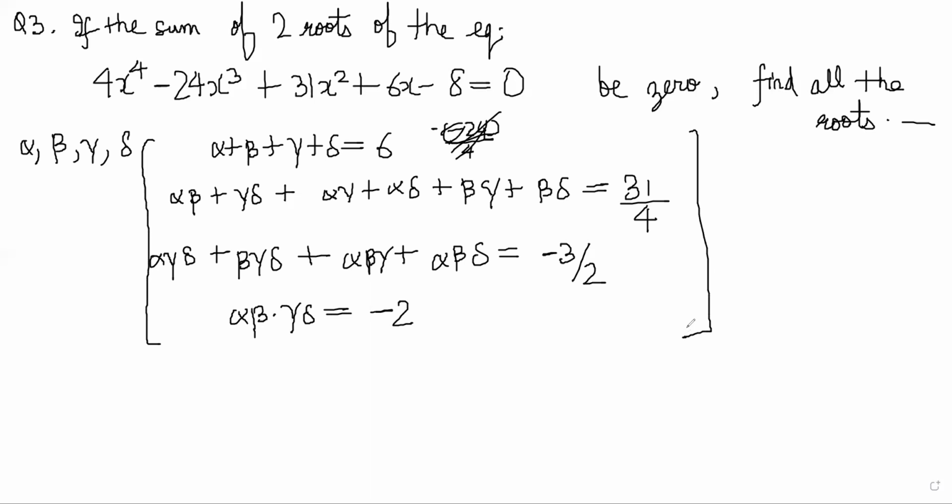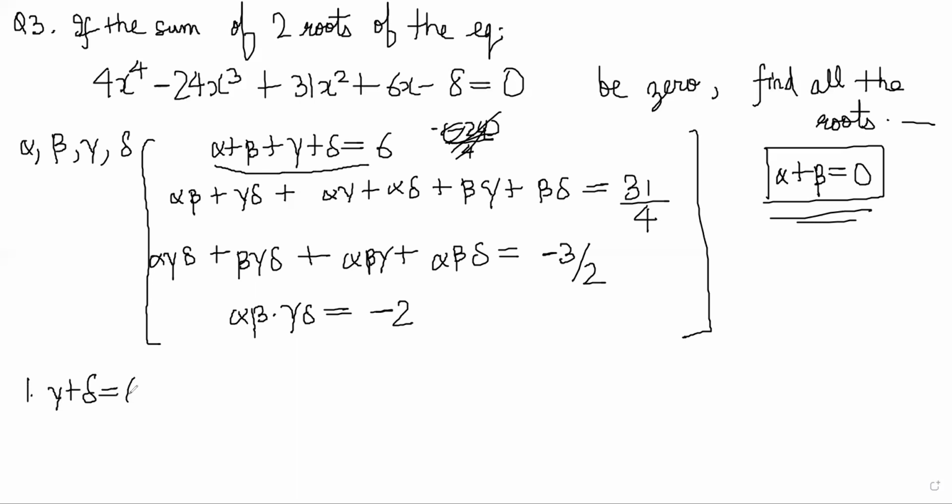We are also given an additional information that sum of 2 of the roots is 0. So let's assume that alpha plus beta are those roots and alpha plus beta is equal to 0. This is what is given to us, right? So now let's try to simplify this. From the first equation, since alpha plus beta is 0, we get gamma plus delta is equal to 6, right? Great.